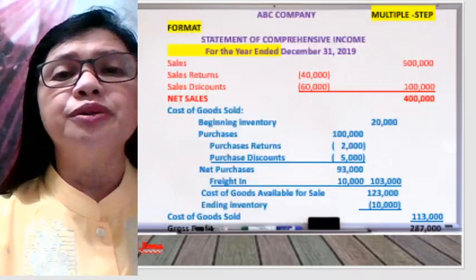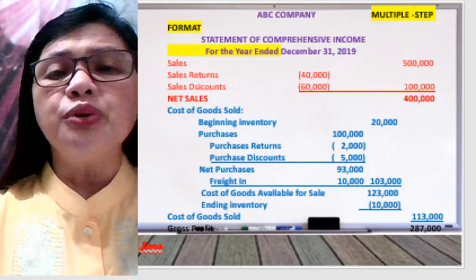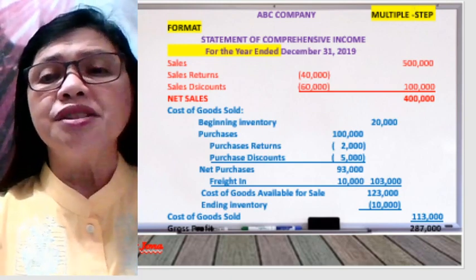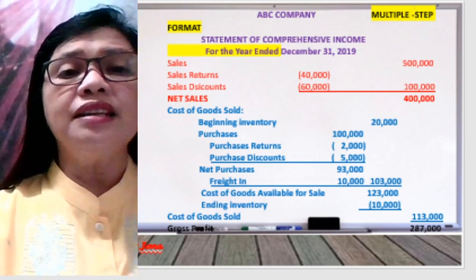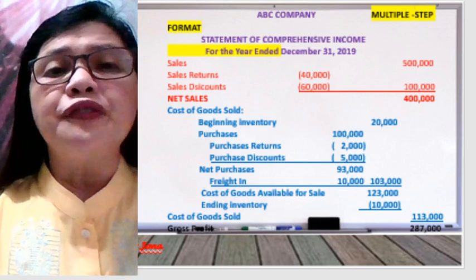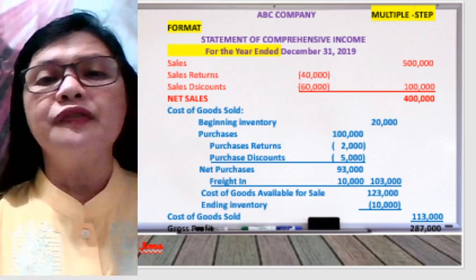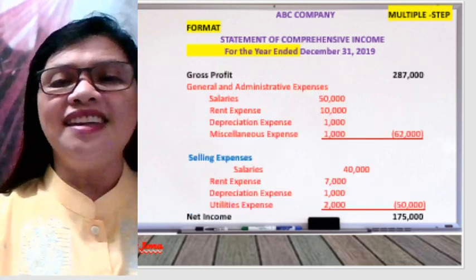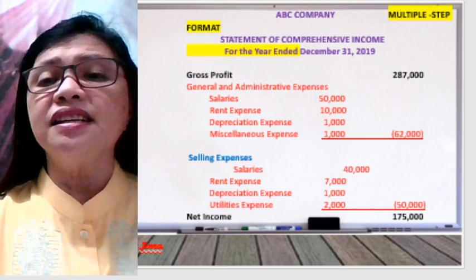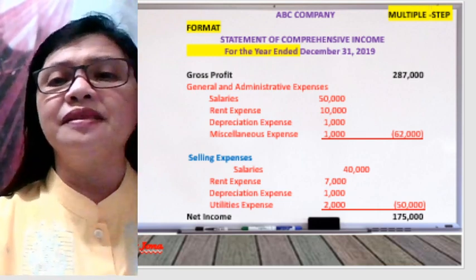Then we also have the multi-step. Again, another example. I'm just showing the format here so that you may be guided when you prepare the income statement. This is the first page only. It ended with the gross, what's this? The gross profit. Then we have the gross profit up to the net income. See how complicated it is. But if you know the format, there's nothing difficult in it.